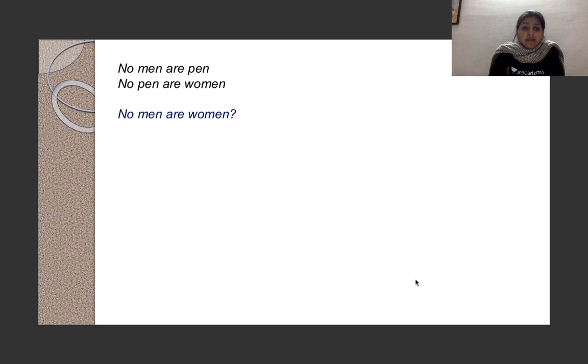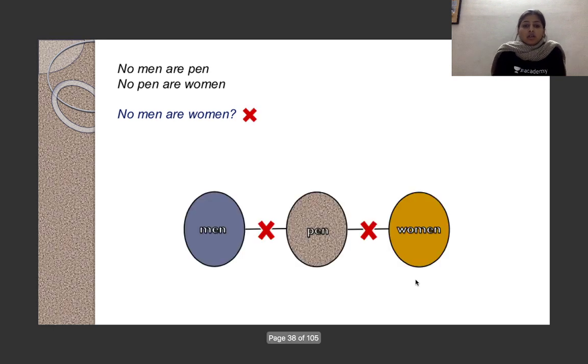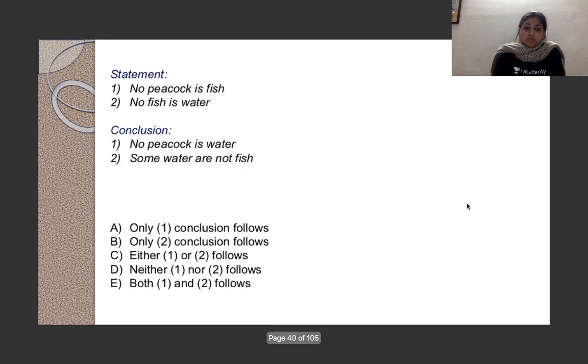No men are pen and no pen are women. So this is how the diagram will look like. And no men are women. No, I don't see a negative relation between men and women. So it does not follow. Next.